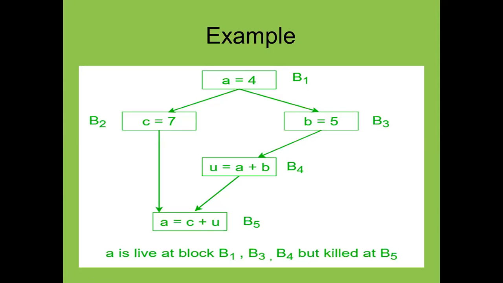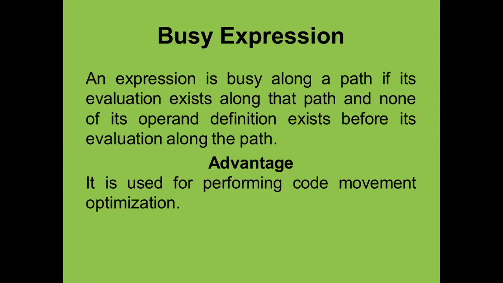So this is one of the examples. Now you can see busy expression. What is a busy expression? An expression is busy along a path if its evaluation exists along that path. Again, there is a dependency of the main expression on the preceding one, and none of its operand definitions exist before its evaluation along the path.